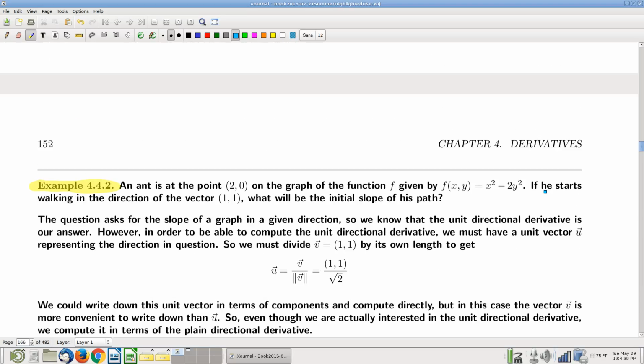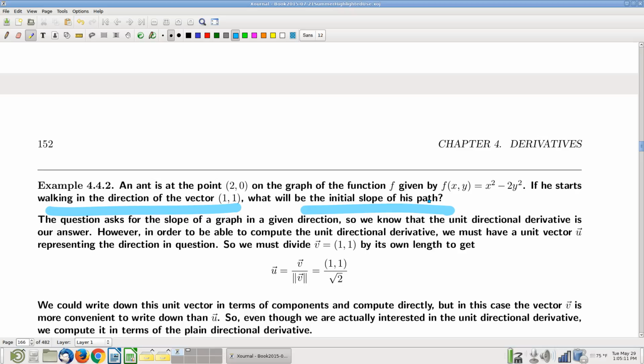All right. So here's another scenario. We are looking at the graph of a certain function f. Right now, key word, graph. This is a graph. Right, so you get to think of it in the way that you're accustomed to thinking of what functions look like. So it's a graph. We are walking around. We have an ant here that's walking around, and he's sitting above the point 2, 0 on the graph. And the question is, if he starts walking in a certain direction, what's the slope of his path?